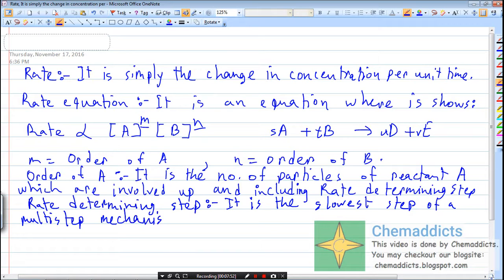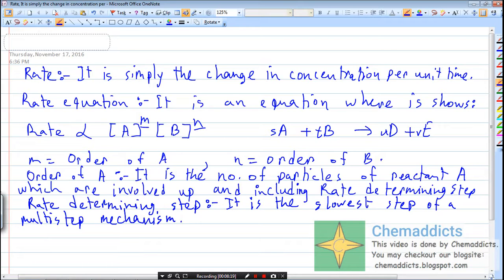So it is simply the slowest step of a multi-step mechanism. So what the heck is a multi-step mechanism? Suppose this reaction is occurring, a reaction between A and B. But this reaction won't happen in a single step mechanism.